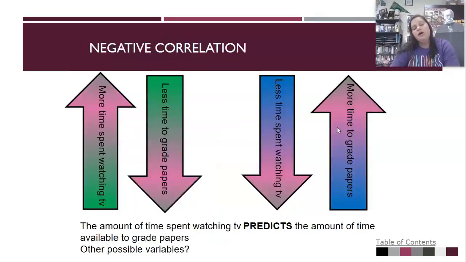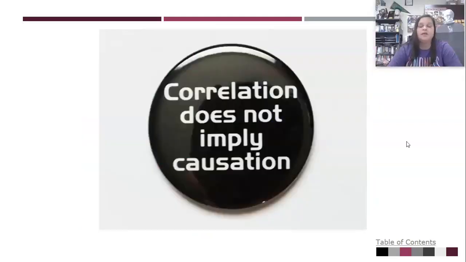A negative correlation here, and this is my real life: more time spent watching TV correlates with less time to grade papers. Less time spent watching TV can correlate with more time to grade papers. That doesn't mean that one causes the other. If I watch less TV, that doesn't mean I'm necessarily going to have more time to grade papers, because I could use that time doing something else instead. But it is a good predictor. So again, correlation does not equal causation. It predicts, but we can't say that one causes the other.